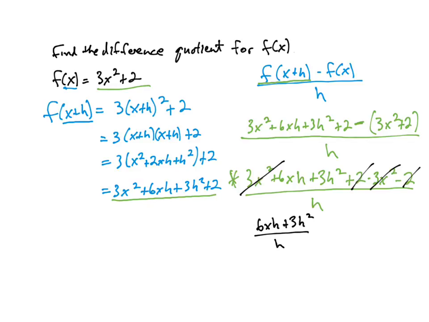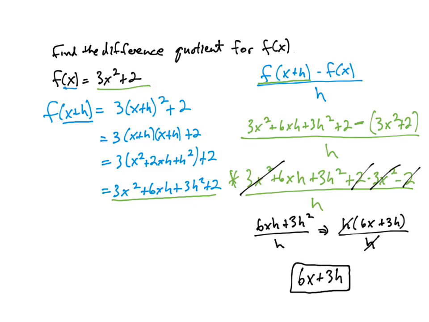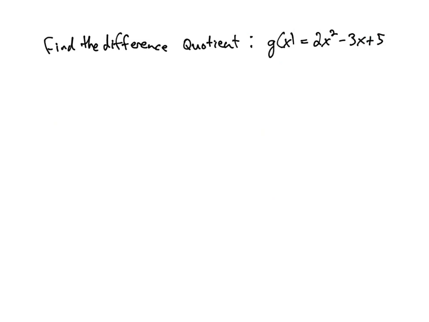What we'll do is, to simplify this further, we're going to factor out the h in the numerator. And then we can see that those h's are going to cancel. So what's left is 6x plus 3h. And that is the final simplified version of the difference quotient. Why don't we do one more here?